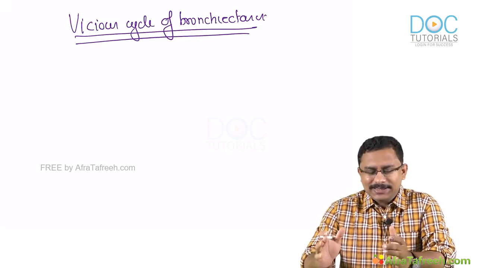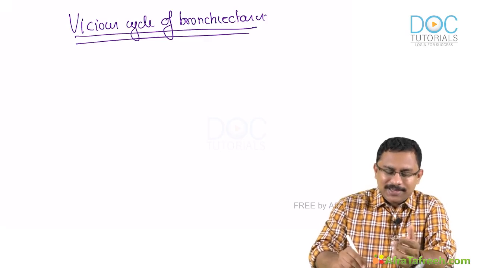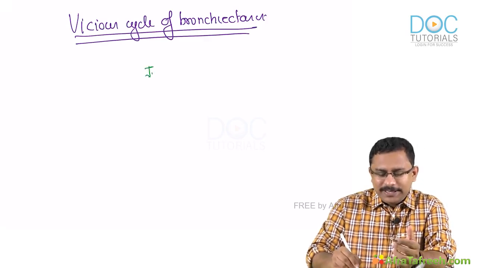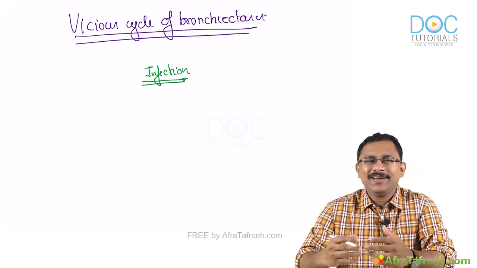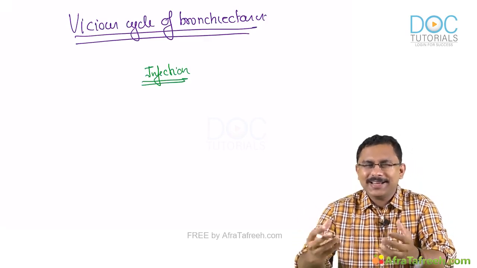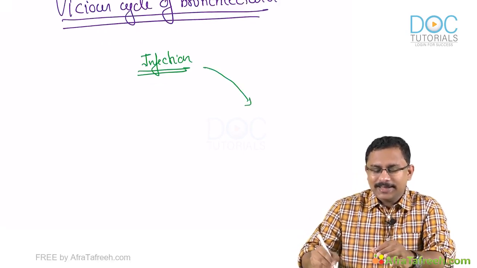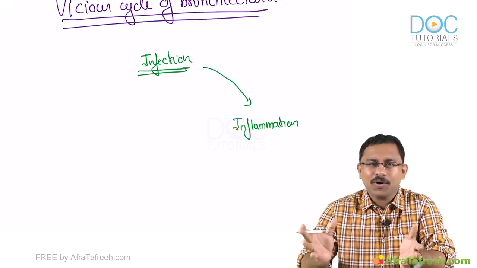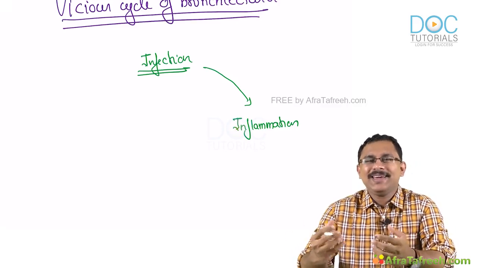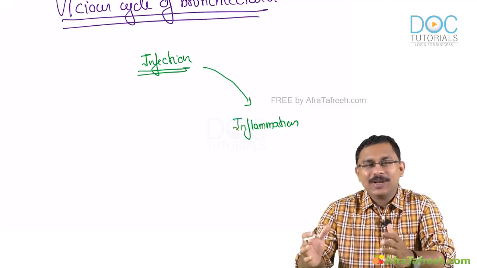See, what happens is, suppose you have got a trigger. Initially there should be some trigger. So suppose an infection is going to be a trigger for the bronchiectasis. That is just a starting point. So when there is an infection, what happens is that locally there would be some inflammation. There would be inflammation of the bronchial wall associated with the infection, probably mediated by all these inflammatory mediators.